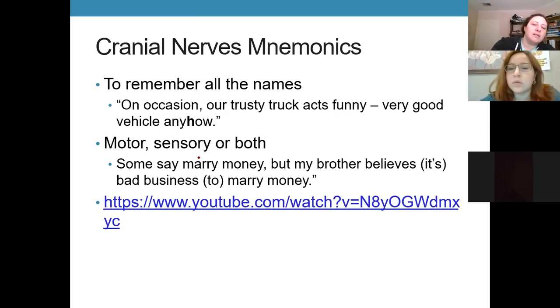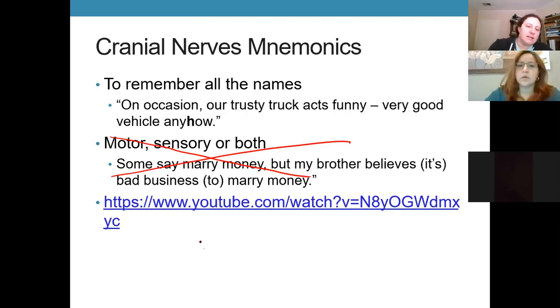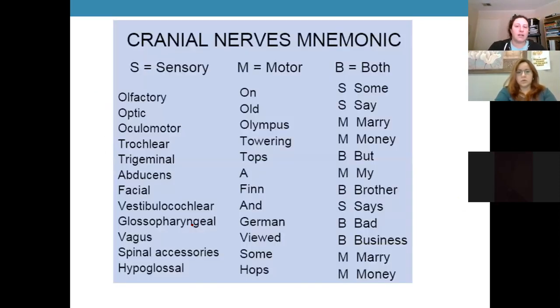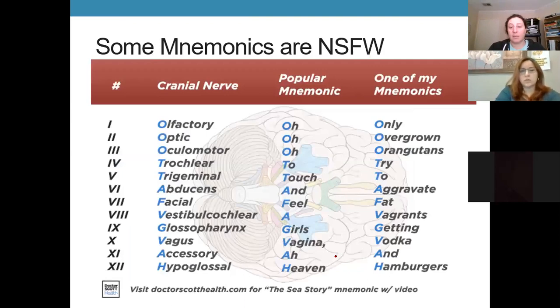Like I said, some people care about motor and sensory, and I don't, but I throw them in case you need it later. There are tons of mnemonics, and I always like to throw a bunch on there. Don't worry about the motor. Some of them are just stupid, some are funny, some are dirty, whatever helps you remember.